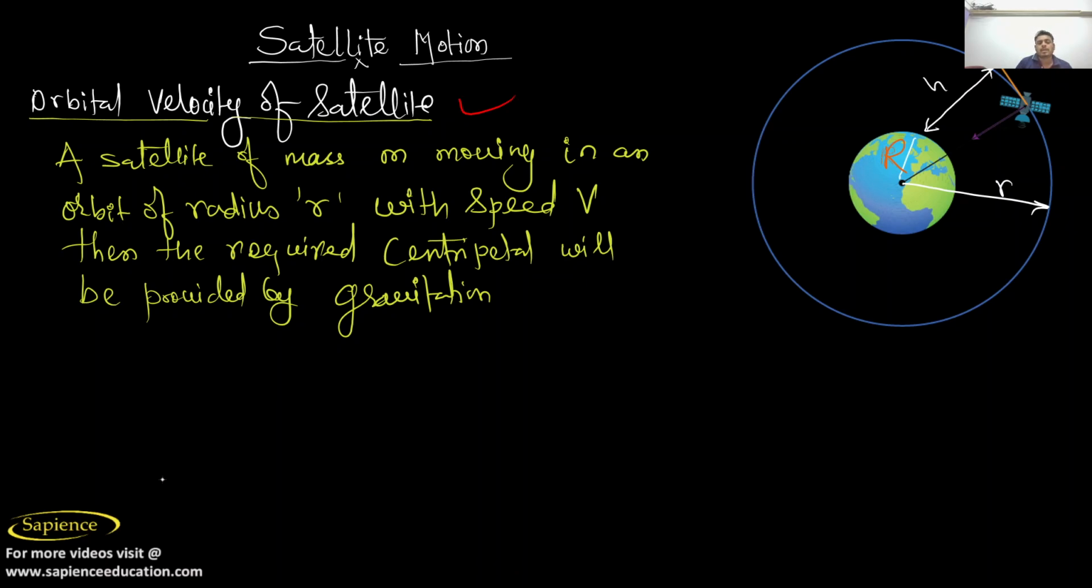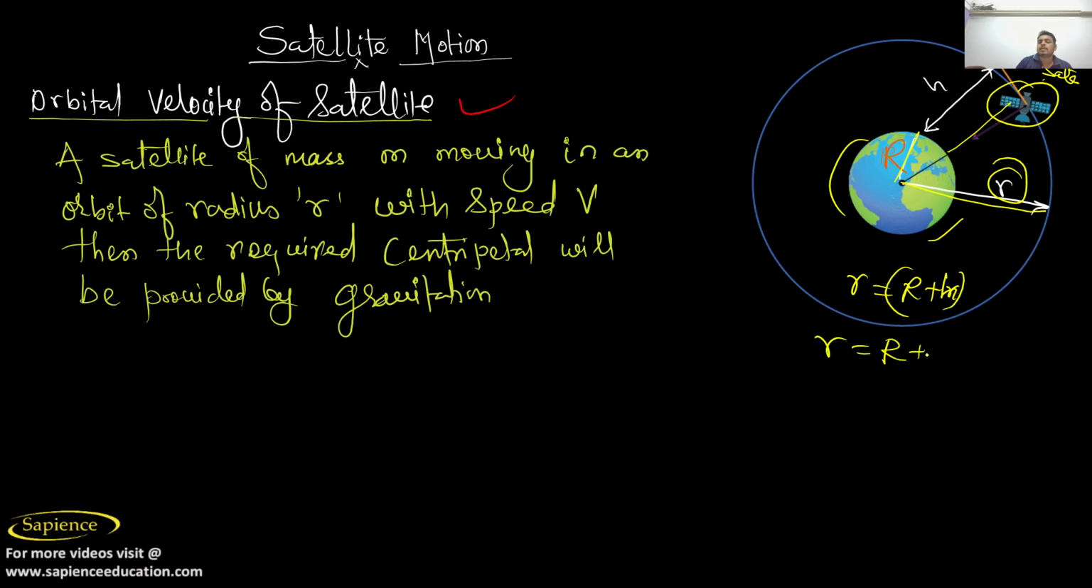See, you have understood this figure, so let us try to understand. This is your Earth, okay? This is your Earth and this is your satellite, right? And the satellite is at a height of h, and the orbit radius is r, and capital R is the radius of the Earth. So can we write here r is equal to capital R plus small h? So r is equal to capital R, that is the radius of the Earth, plus h is the height, right?